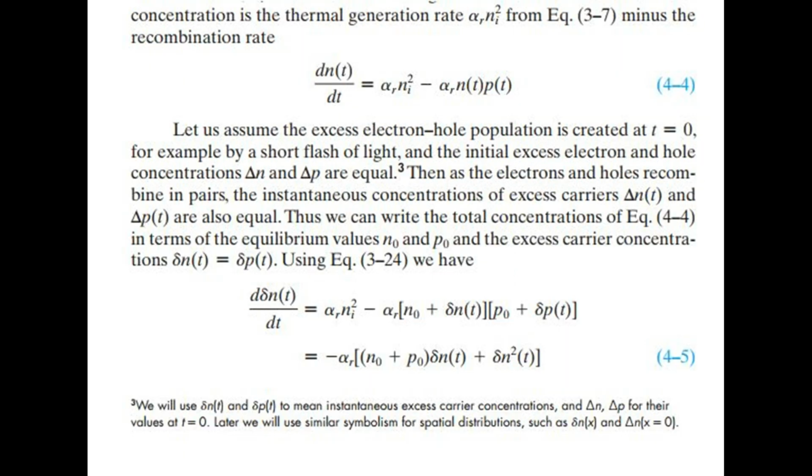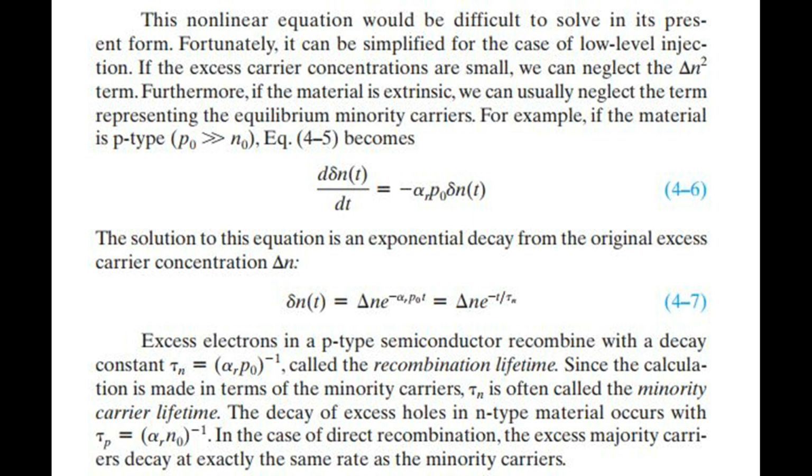Using Eq. 3-24, we will use Δn(t) and Δp(t) to mean instantaneous excess carrier concentrations, and ΔN, ΔP for their values at t equals 0. Later we will use similar symbolism for spatial distributions, such as Δn(x) and ΔN(x equals 0). This nonlinear equation would be difficult to solve in its present form. Fortunately, it can be simplified for the case of low-level injection.